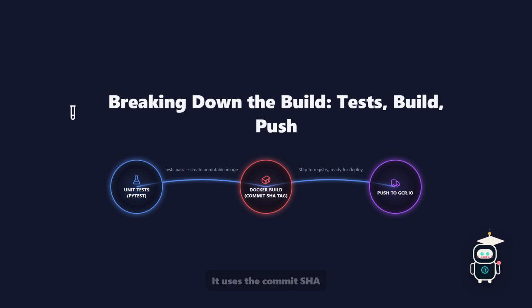It uses the commit sha as the image tag, creating an immutable snapshot of that code version. Finally, the push phase sends the image to Artifact Registry, where it's stored, scanned for vulnerabilities, and ready for deployment. This three-step heartbeat is the core of CI. Tiny, automated, and ruthless about failures.